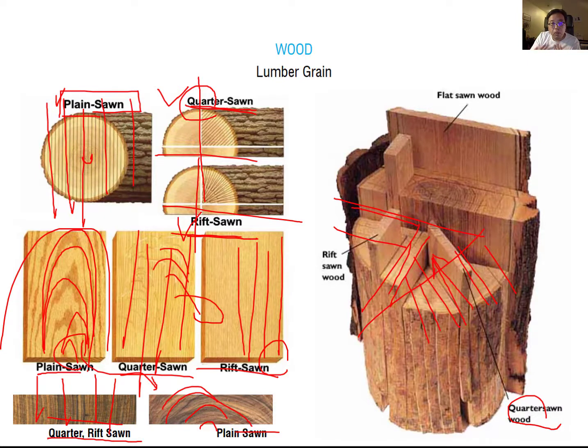However, with plain stone, you can mostly find this circular annual ring, which is the wood grain pattern. Okay, so I will ask about these three different cutting methods in the quiz. So please understand the concept.